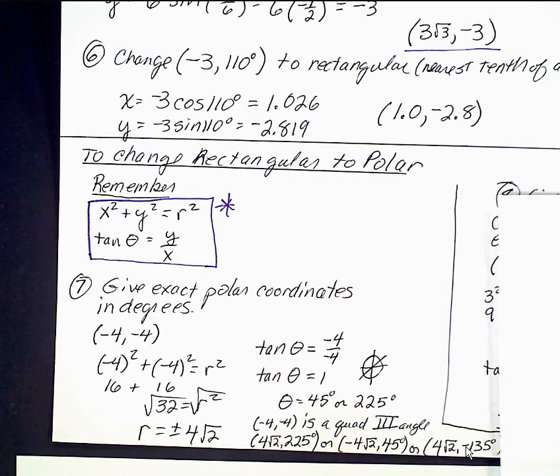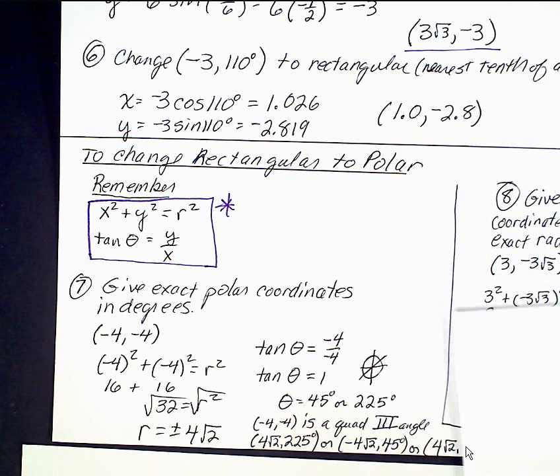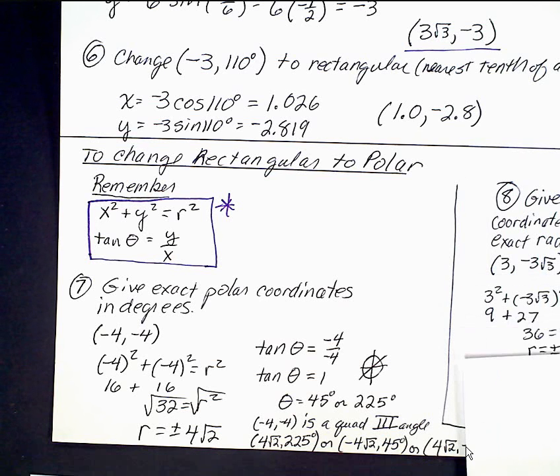The last one I would like to do is for you to give the exact value of the point (3, -3 square root 3) in radians. So give those coordinates in radians. We're going to do the same thing we just did, which is x squared plus y squared is r squared. And nicely enough this time, r comes out to be a nice even 6. So r can be plus or minus 6, and then you're going to find the tangent of theta, which is -3 radical 3 over 3, the y over the x, which reduces to negative radical 3. Therefore, theta can be 2 pi over 3 or 5 pi over 3.